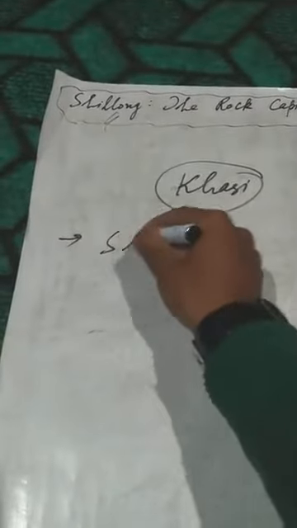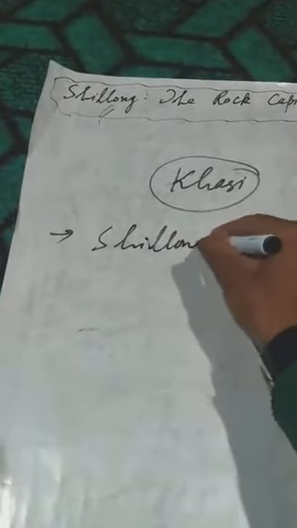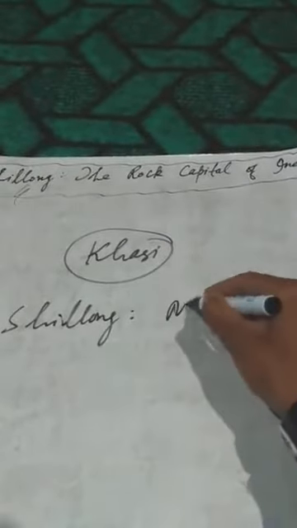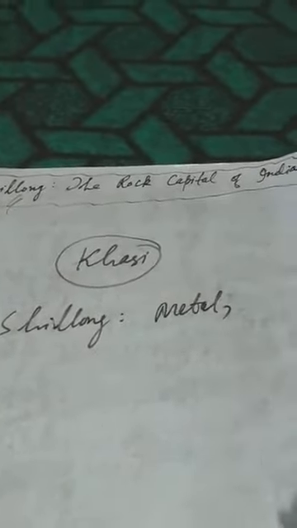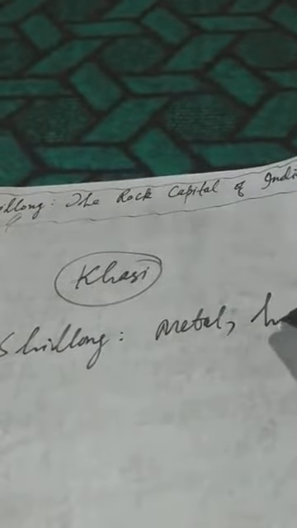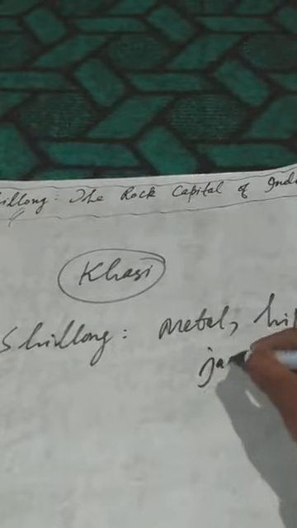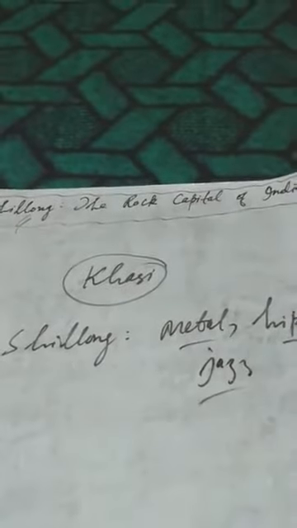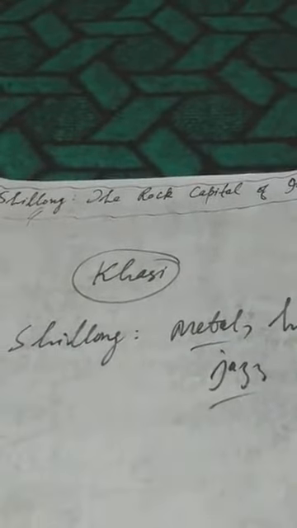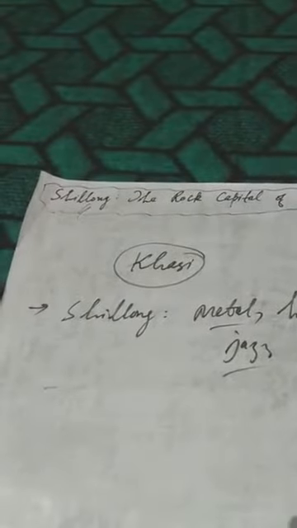One important point is that Shillong produced different types of music too. There are different varieties of music. Metal is there, it is not that metal, it's a type of music. Hip hop is there, jazz is there. There are three varieties of music. So these were different kinds of music played in Shillong.